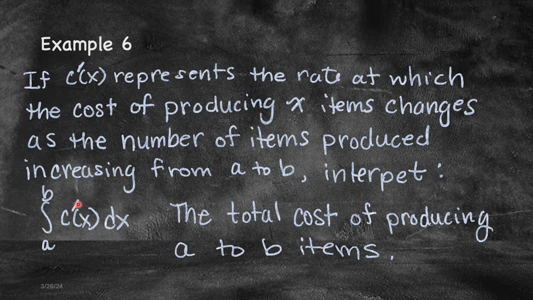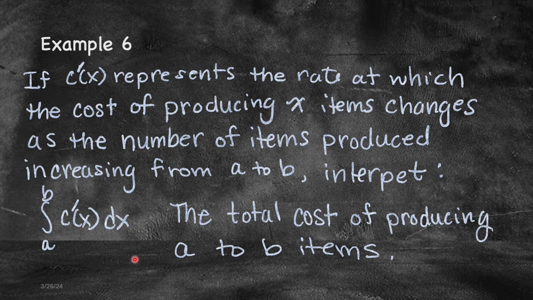So this prime, if you recall, lets us know that we're looking at the derivative of the cost function. So that's why it's talking about the rate at which the cost of producing x items changes. So this is the rate, this is the derivative. So when we find the antiderivative, that's going to give us the actual cost function. And then when we evaluate it from A to B, that specifically means it's going to give us the total cost of producing the number of items from A to B.